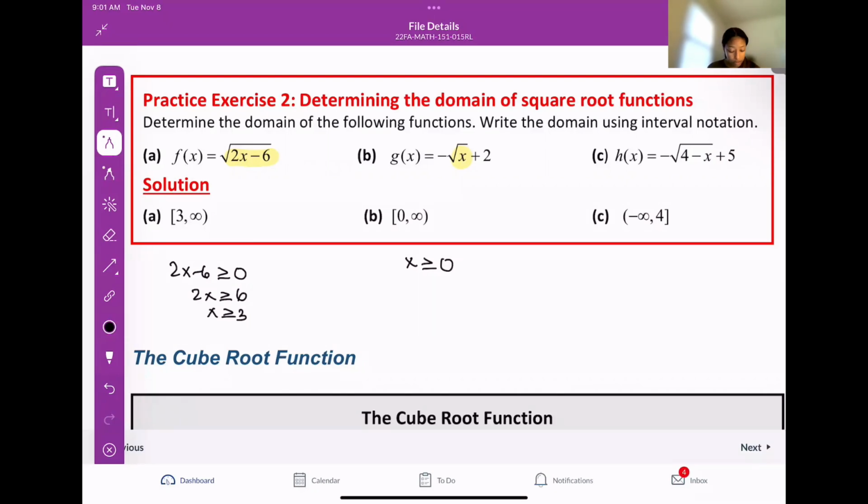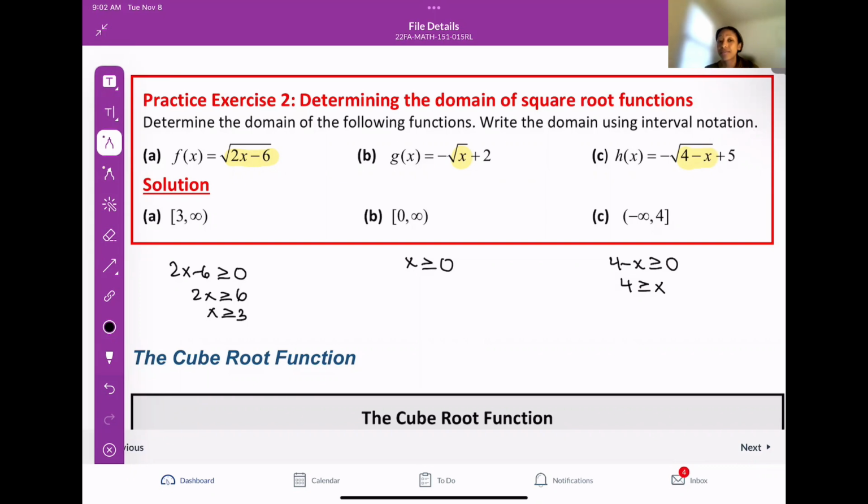And then the last one, under the radical, we have 4 minus x. So we would say 4 minus x has to be greater than or equal to 0. This gives us that 4 is greater than or equal to x. So that means x is less than or equal to 4. Our answer would be from negative infinity to 4, including 4.